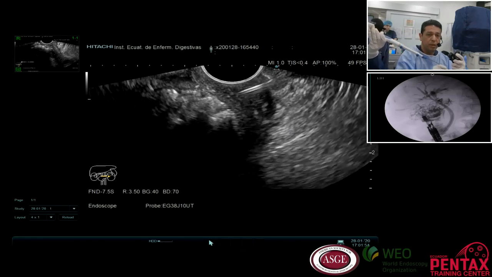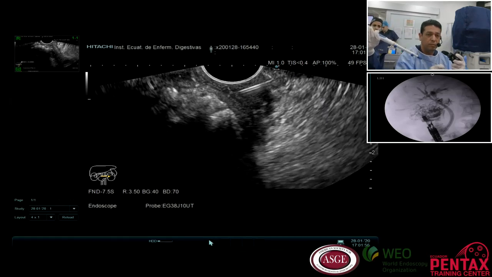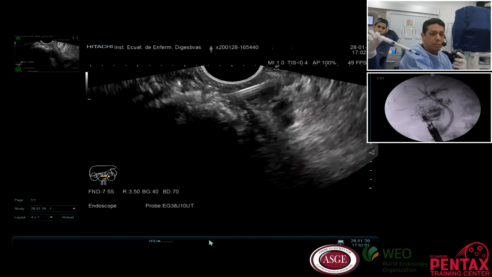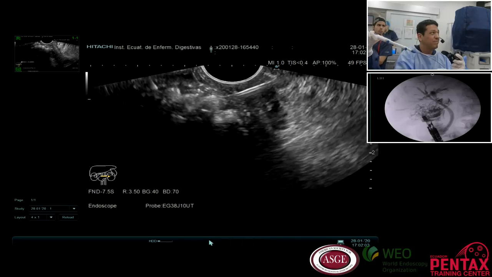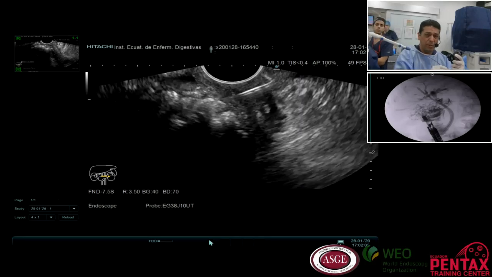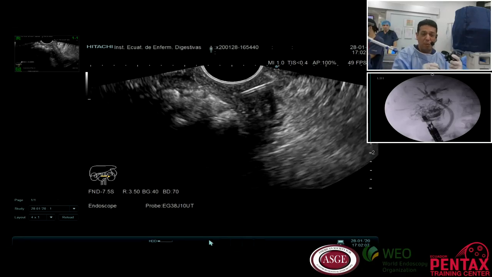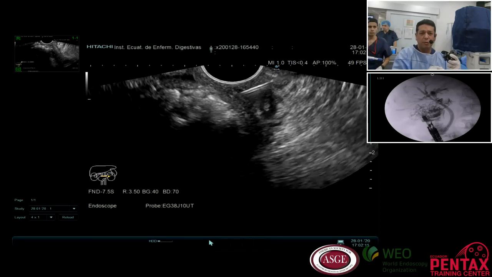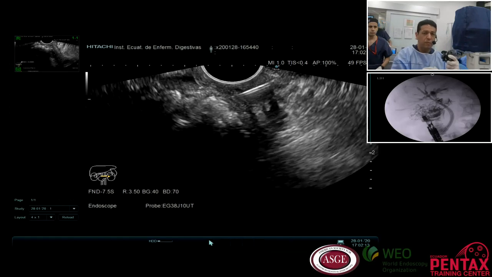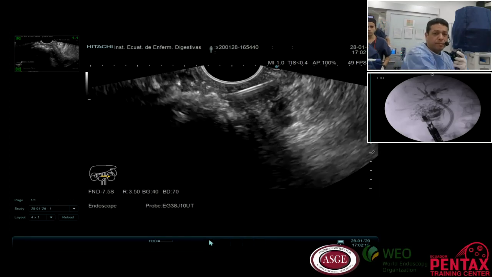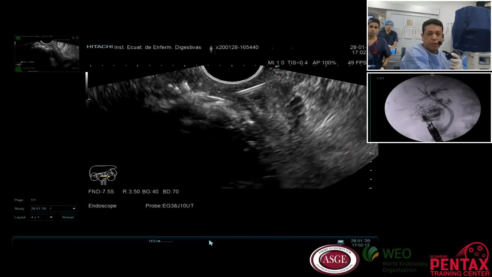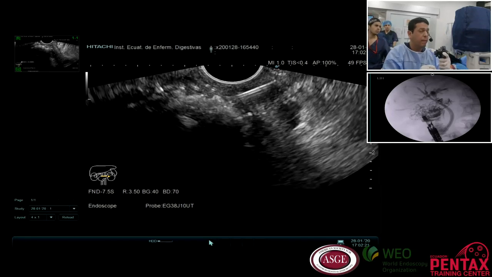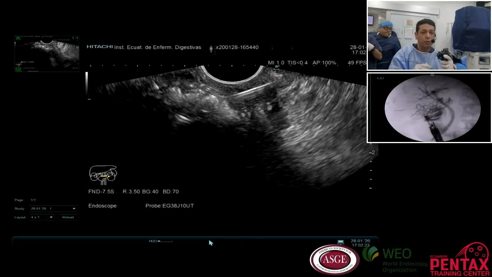See? So it's very important to drain this pus because the patient will have a complication, and this patient could have at least a little bit more of life with good conditions. So always the quality of life is important also.